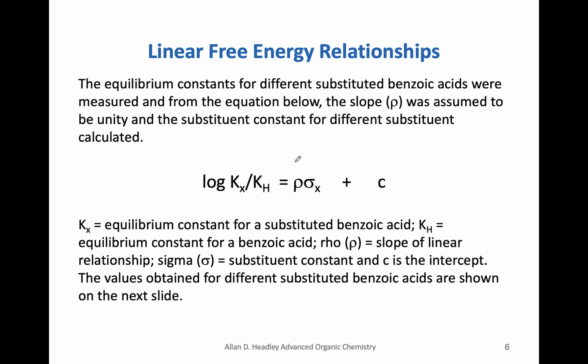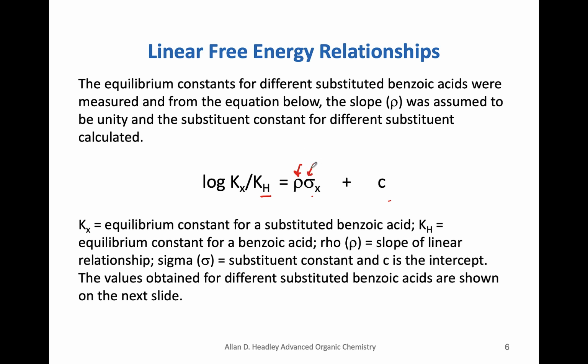He then developed an equation, and here is the equation. Log Kx, which would be the equilibrium constant for a substituted benzoic acid, for example, p-methoxy benzoic acid, divided by the equilibrium constant for just benzoic acid, just H, all 5 hydrogens on that carbon for the phenyl ring. That is equal to rho sigma x plus a constant. Let's define this. This is the slope, and this is a constant.